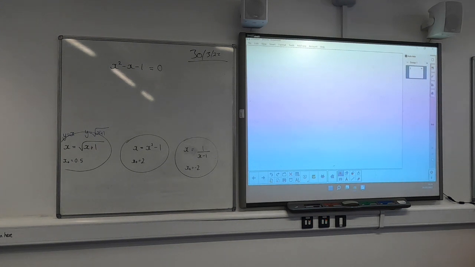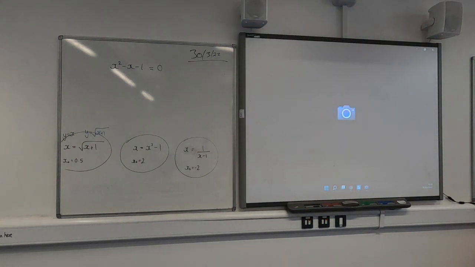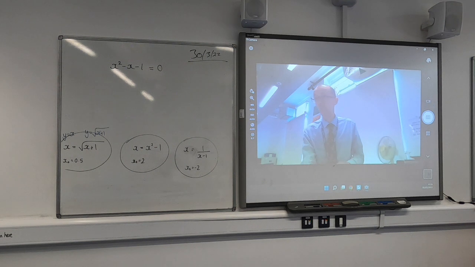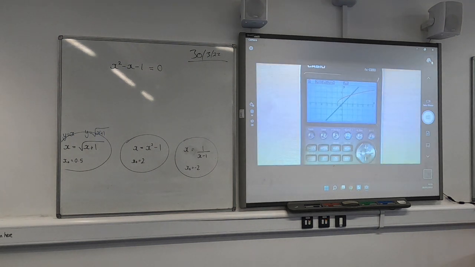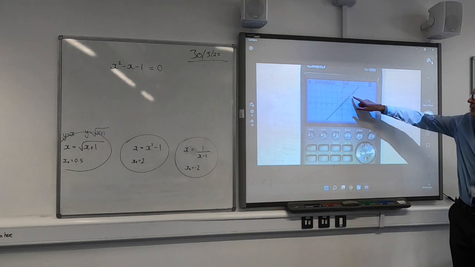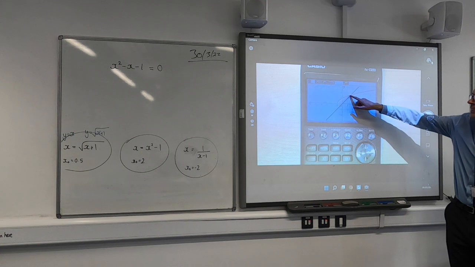And questions like this I think are pretty rare, but if you are asked to use graphs to demonstrate whether or not this is going to work, I would always recommend using a calculator in the first instance. So we've got the 2 lines, and so the root that we're looking for is that root there.